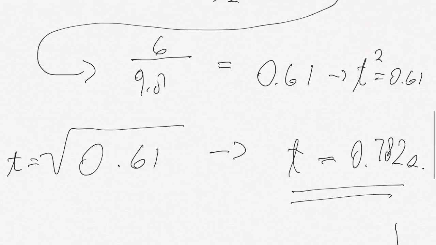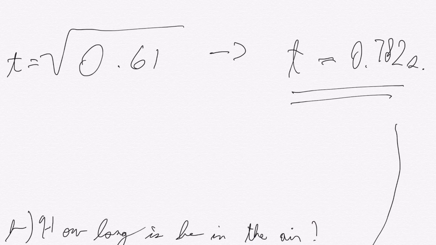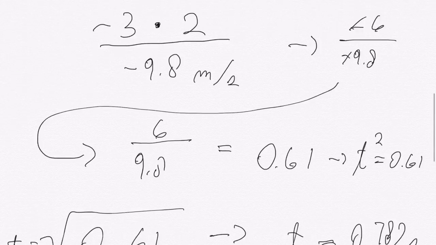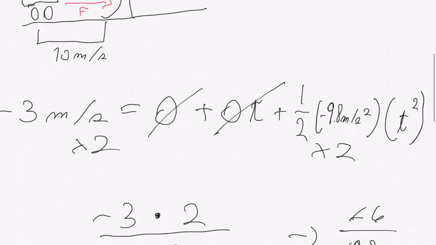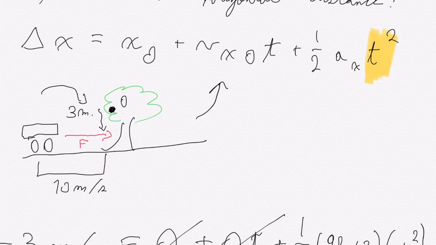Now, if we come back up here, this is still question A, by the way. We're still trying to solve question A through all this information. So, we are going to now use 0.782 seconds. Now, this is a very simple task, right? Because it would take 0.782 seconds for him to fall from this position to here.